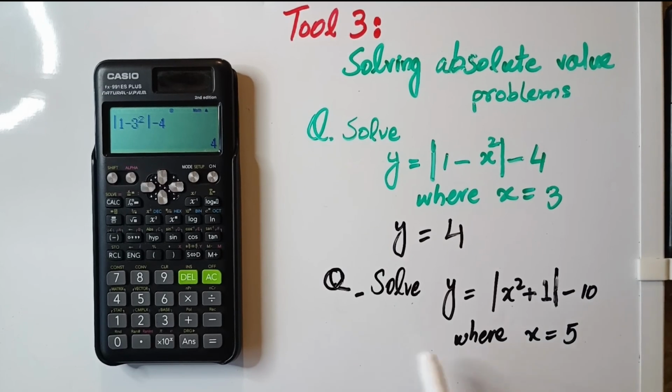I would like you to stop for a moment and try to solve this using a calculator. This is also an absolute value problem, given as y is equal to the absolute value of x square plus 1 minus 10, where x is given as 5.